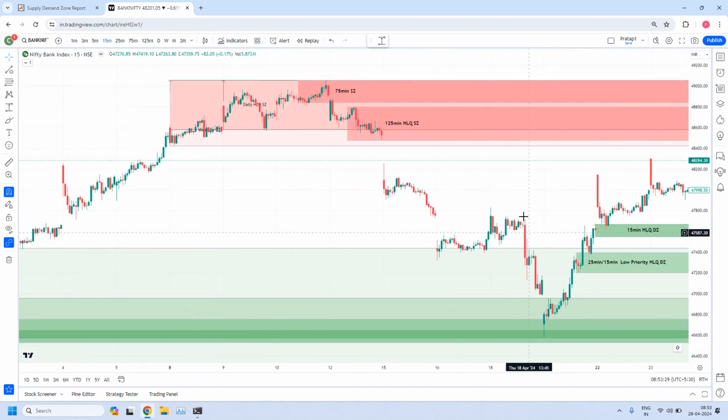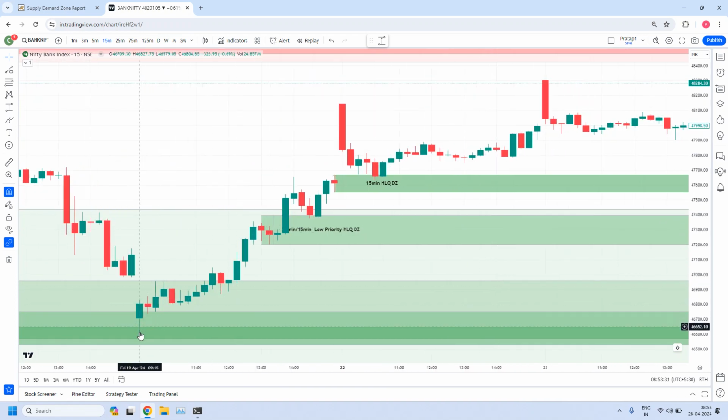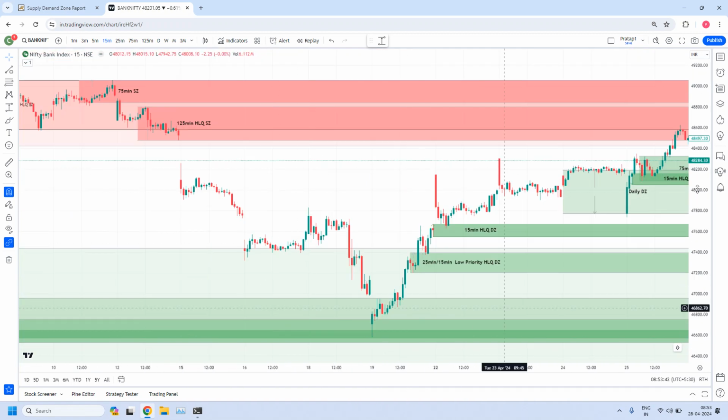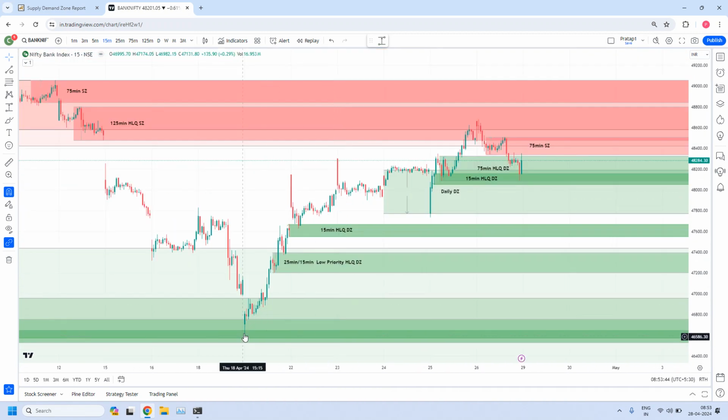Did any time come? Yeah, see here. Prices came, entered into the zone, see the strong order flow. It's not only about looking at the candle, after that you need to observe the price action. See, now the entire move from here to here. This is the reason. How much push it has given.